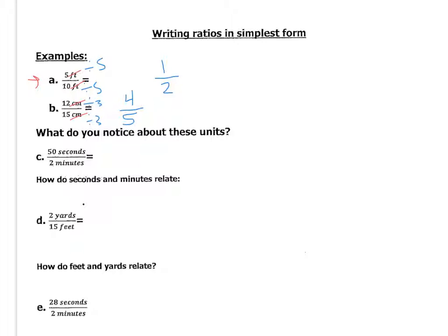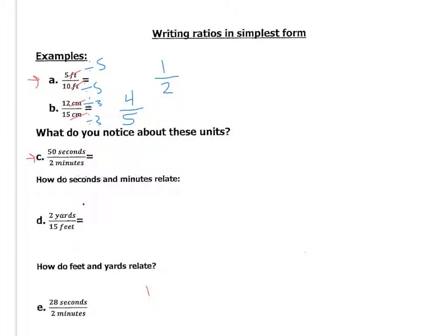So the next thing I want to show you is example C here. So if you look at example C, we have 50 seconds over 2 minutes. And the first thing, it says, what do you notice about these units? Well, the units are different, okay? Seconds and minutes do not match. So the first thing we need to do is convert either the seconds on the top to minutes or convert the minutes on the bottom to seconds.